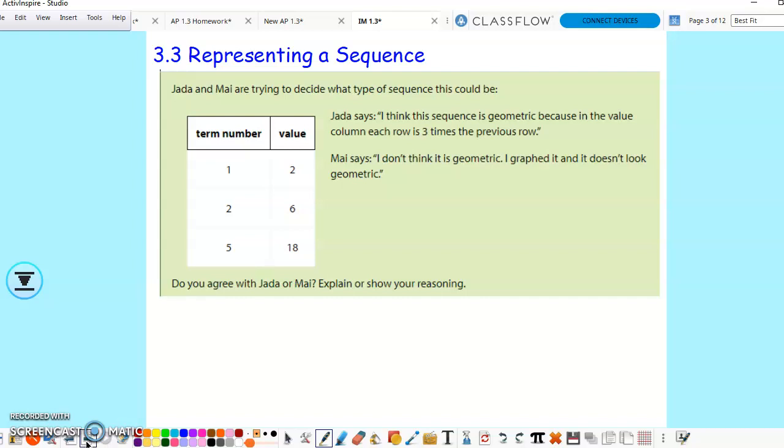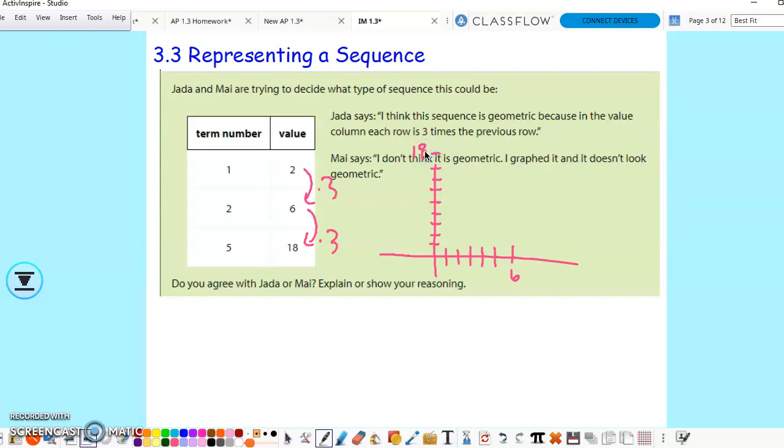Jada and Mai are trying to decide what type of sequence this could be. Jada says, I think the sequence is geometric because in the value column, each row, we're multiplying by 3, which is true. Mai says, I don't think it's geometric because I graphed it and it doesn't look geometric. So if we look at a graph, 1, 2, 3, 4, 5, 6. I'm going to go up by 1s on my x-axis, but I'm going to go by 2s to get to 18 in my y. 2, 4, 6, 8, 10, 12, 14, 16. 18 is going to be up here.